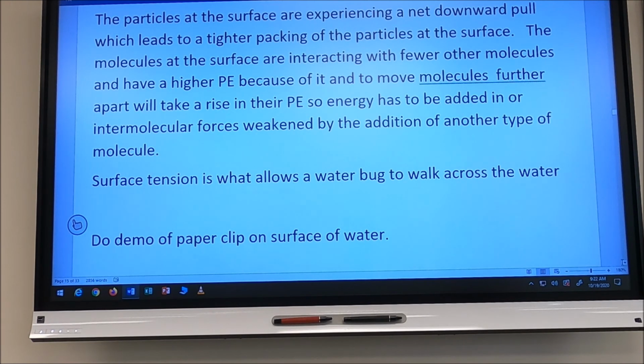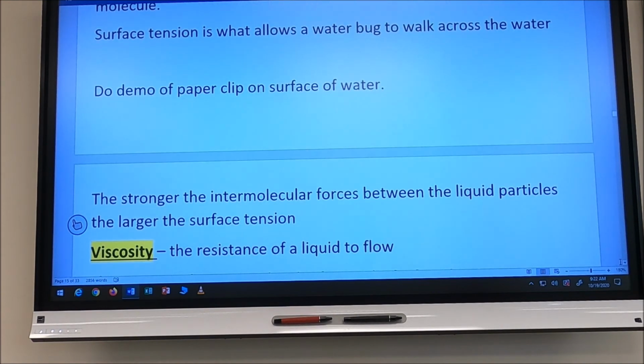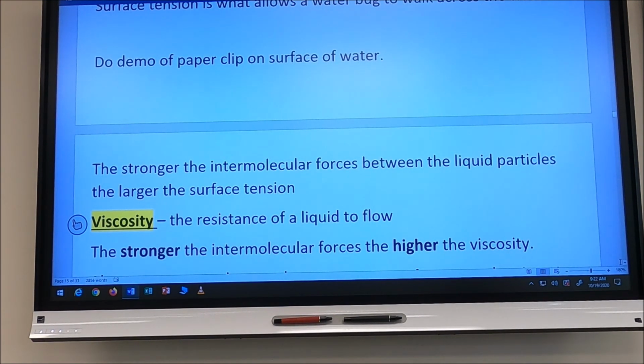Something you can try at home, since this is on video. Take a big bowl, fill it with water pretty close to the top, take a paper clip, and very carefully lay the paper clip on the surface. It'll sit there because of surface tension. If you then tap the side of the bowl so that you add some kinetic energy in, the paper clip will sink. You can do the same thing with a needle.